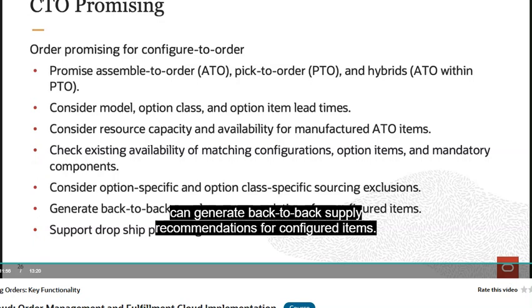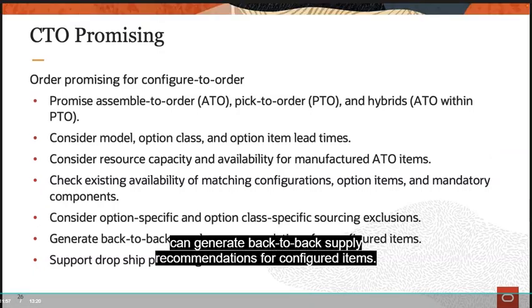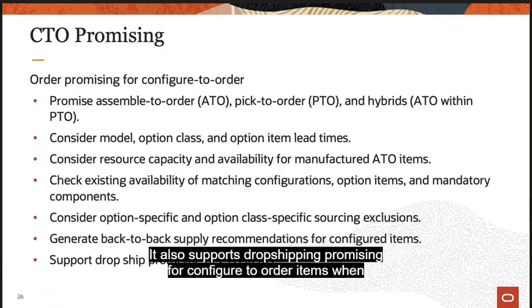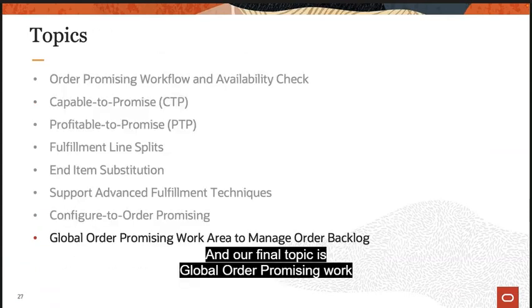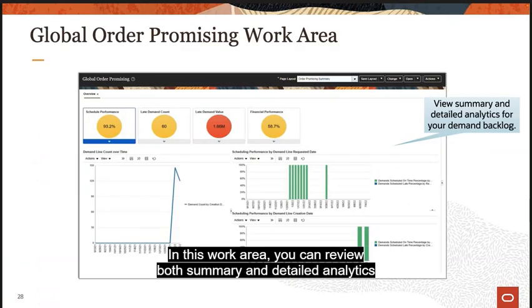And our final topic is the global order promising work area to manage order backlog. The screenshot on this slide shows the global order promising overview work area. In this work area, you can review both summary and detailed analytics for your demand backlog. To navigate there, go to the navigator, select Order Management, and then select Order Promising.